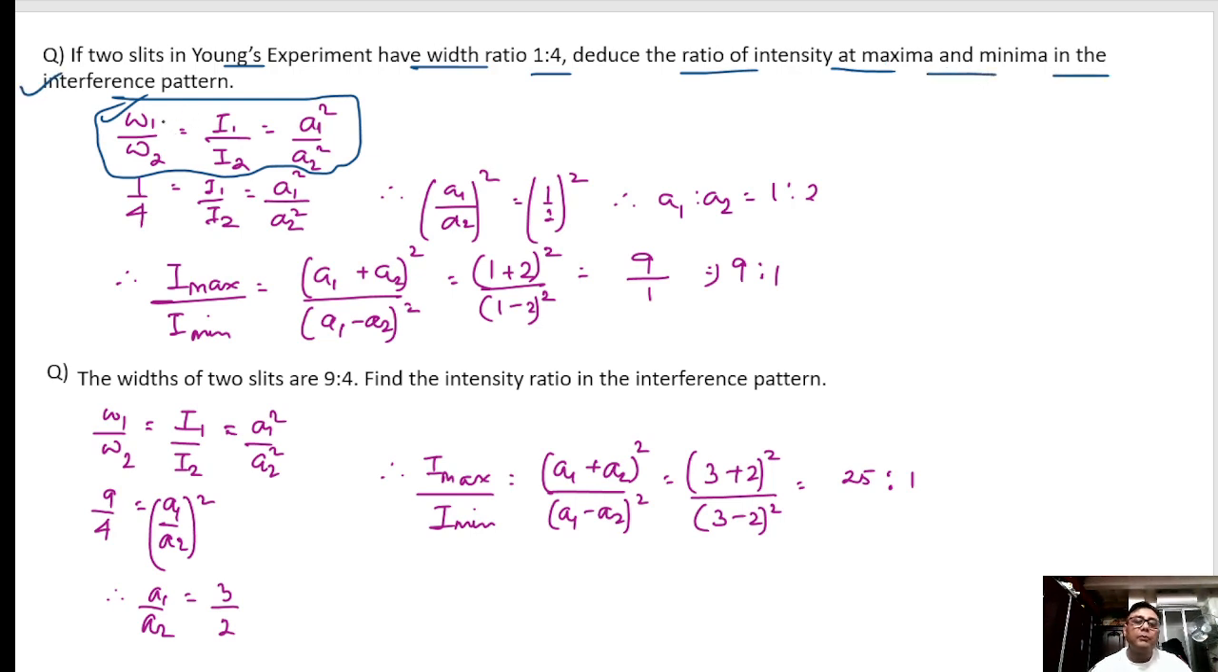So the slit widths are given. Okay, so we can easily find out what the A1 by A2 ratio is, which is this. And now for maxima to minima, we know this condition: I max was (A1 plus A2) whole square, I min was (A1 minus A2) whole square. So A1 by A2 I know, so keep putting the values and we get the intensity ratio of maxima to minima.